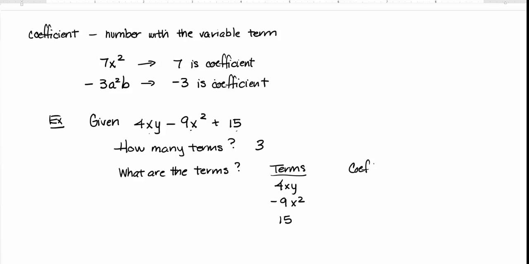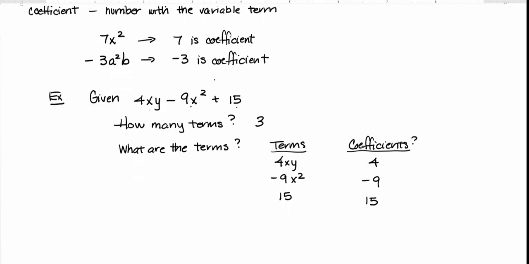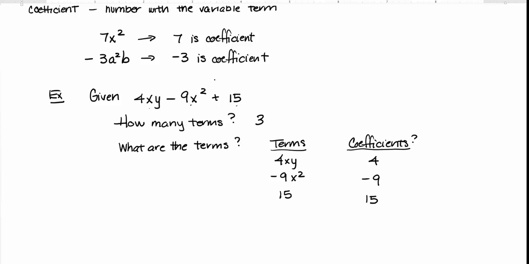And what are the coefficients? Well, for this one, it's 4. For this one, it's negative 9. And the last one, simply 15. And if you notice, the sign for negative 9x squared went along with it. Because again, if you remember, we can always rewrite a subtraction as an addition of the opposite, right? So now if I look at my various terms, I have this one, I have this one, and I have that one.